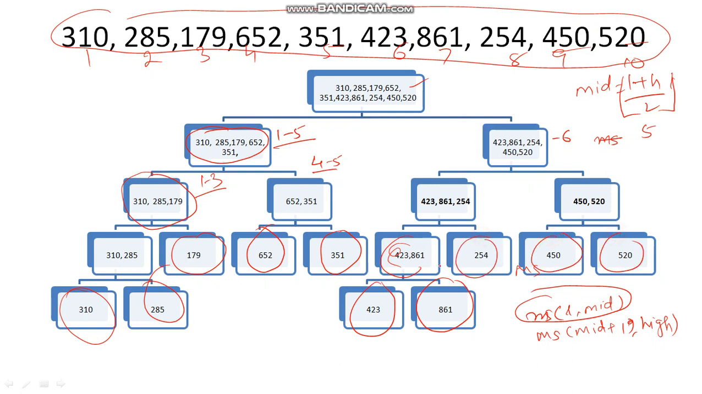Now we have to go on combining these two. So 310 and 285 will be merged in such a way that smaller elements come towards the left-hand side of the array and larger elements towards the right-hand side. Then these two will be merged with this. Here 179 is smaller, so 179 will come here, then the remaining elements 285 and 310. And for these two, 423 will come and 861 will come, and we go on merging.